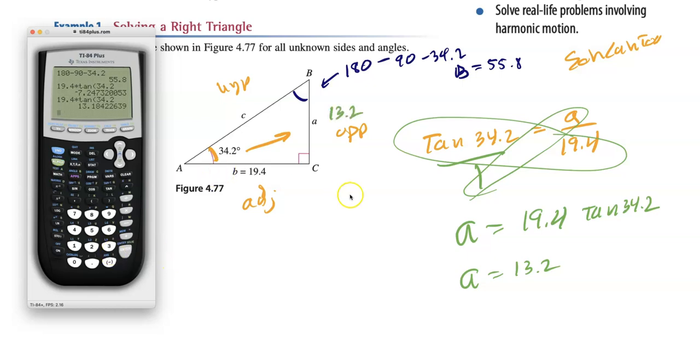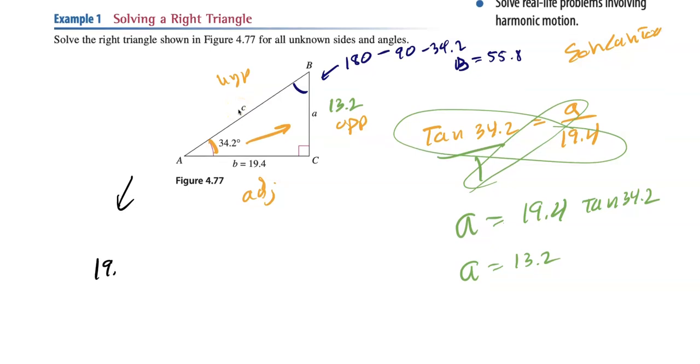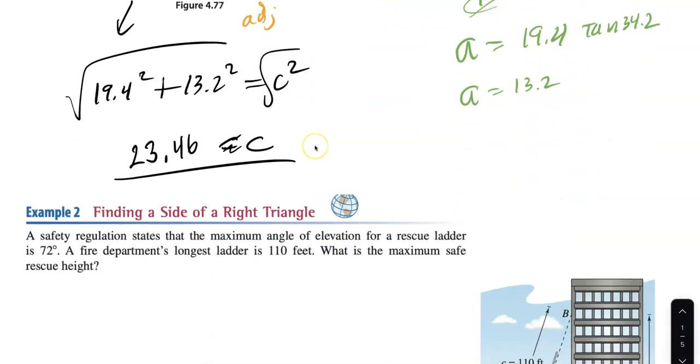So all we need now is the hypotenuse C. Well, in this case, I can just do the Pythagorean theorem. If you want, you could do cosine to figure out C, but I'm just going to do the Pythagorean theorem. 19.4 squared plus 13.2 squared equals C squared. So I'm going to square root both sides. And C, I did it on the calculator off camera just to save you guys from watching me type numbers into the calculator. I'm going to get about 23.46. Make sure it works right. C should be the biggest. It is bigger than these two, so it does make sense. So that's how you do the first one.